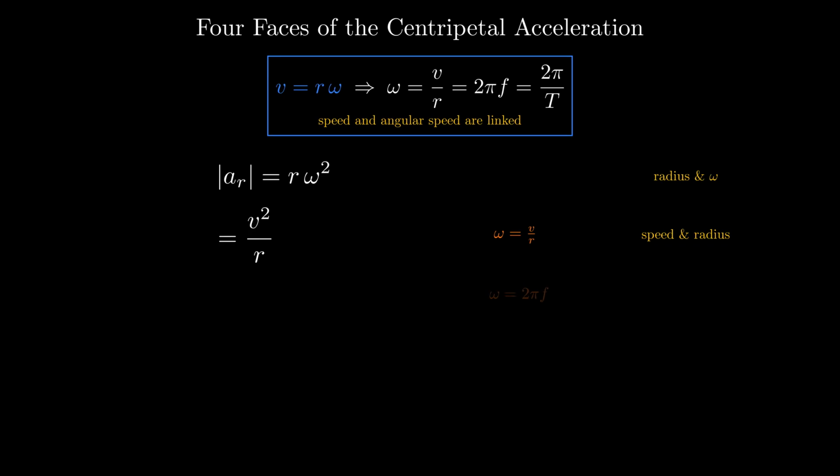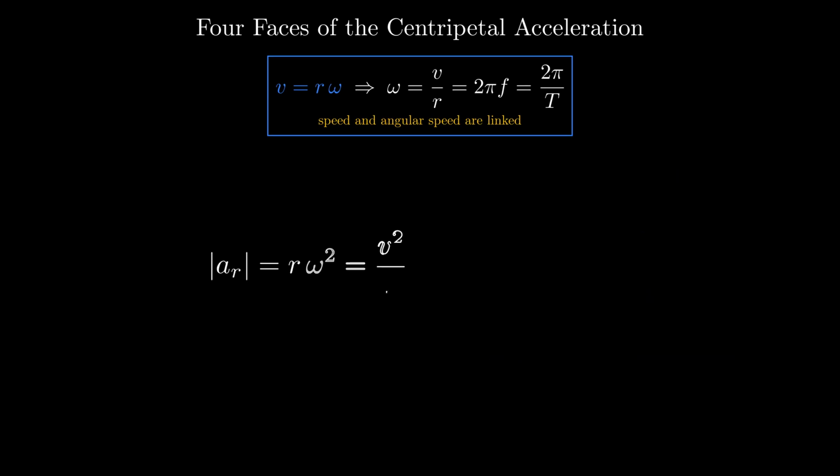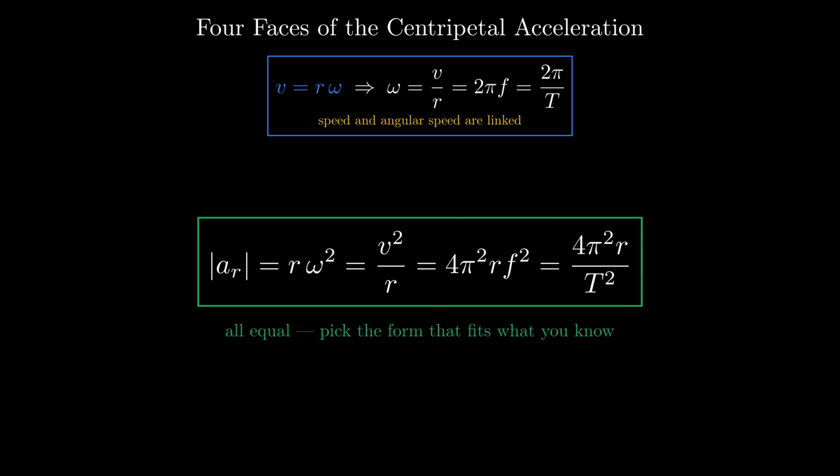For form 4, recall ω equals 2πf, square it and you get rω² equals 4π² r times f², in terms of radius and the frequency. For form 5, use ω equals 2π over T, the period form. Squaring gives 4π² r divided by T². So the magnitude of the centripetal acceleration equals rω² equals v² over r equals 4π² r f² equals 4π² r over T². 4 faces of one quantity. You pick whichever matches the numbers you're handed.